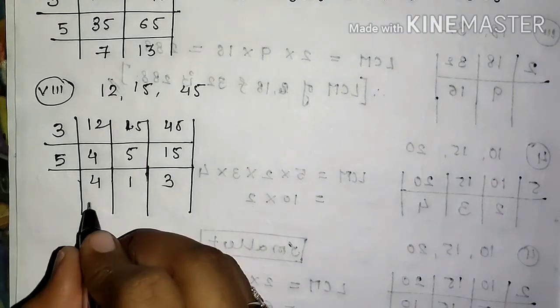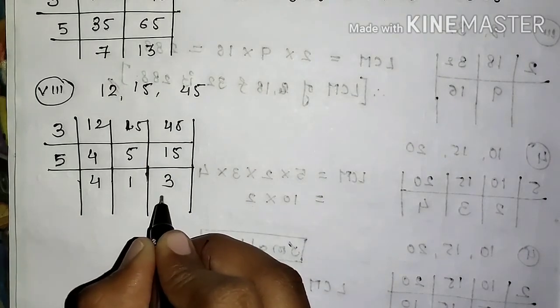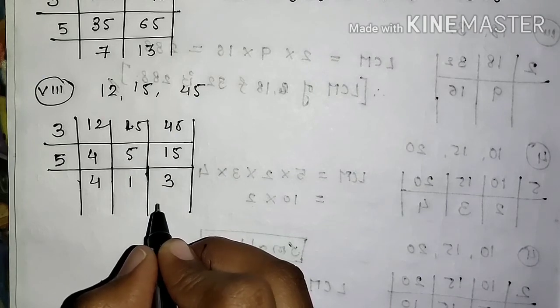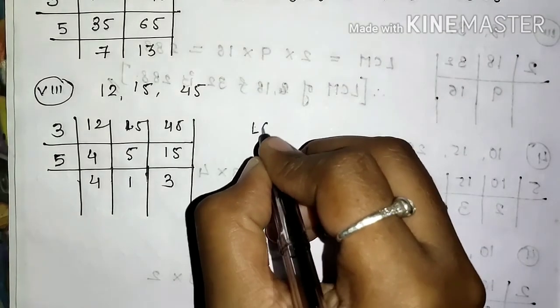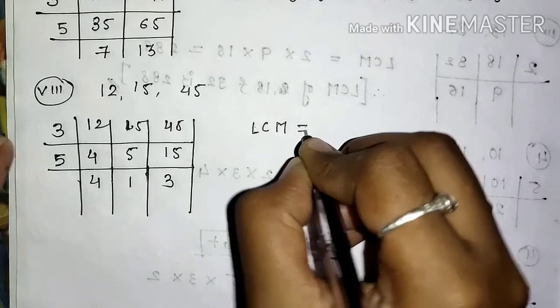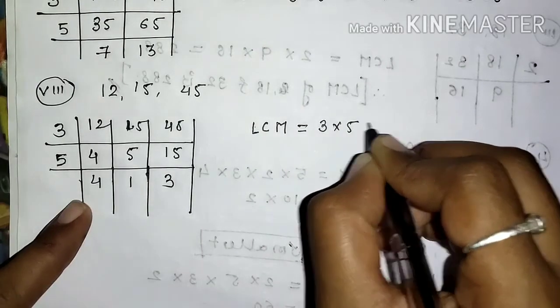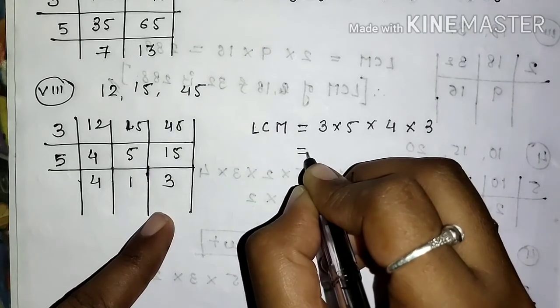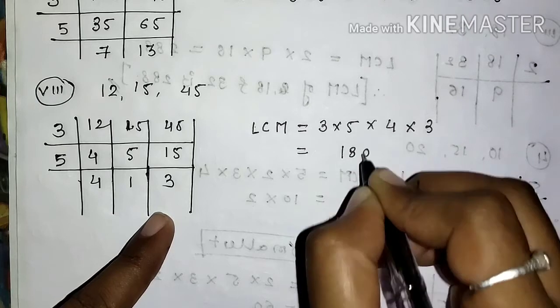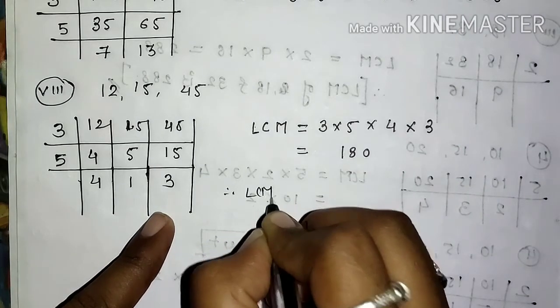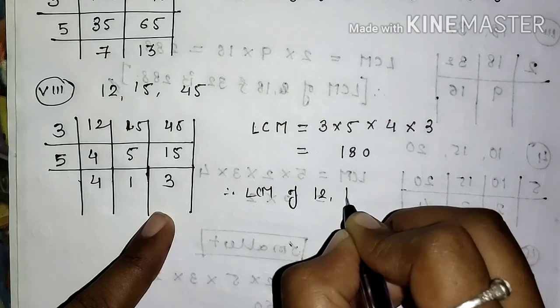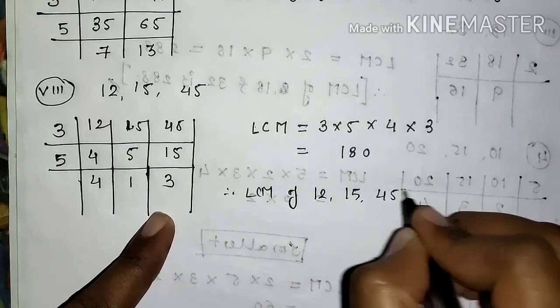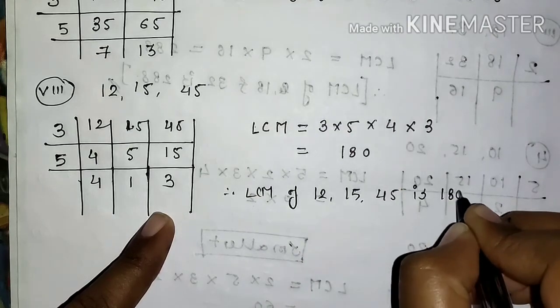Now next, 4, 1, 3 cannot divide by the same number, and also at least 2 numbers are not there. These numbers are also not divided by the same prime number. So we get the LCM, which is equal to 3 multiplied by 5 multiplied by 4 multiplied by 3, which is equal to 180. So the LCM of 12, 15 and 45 is 180.